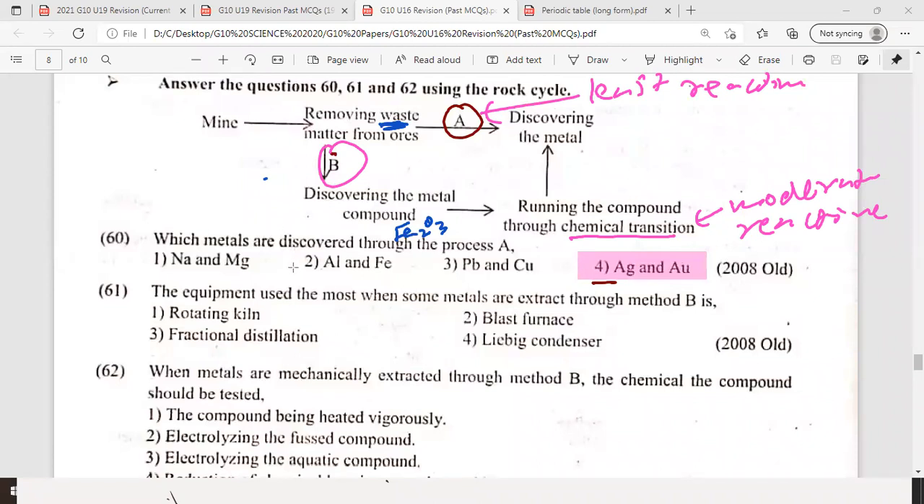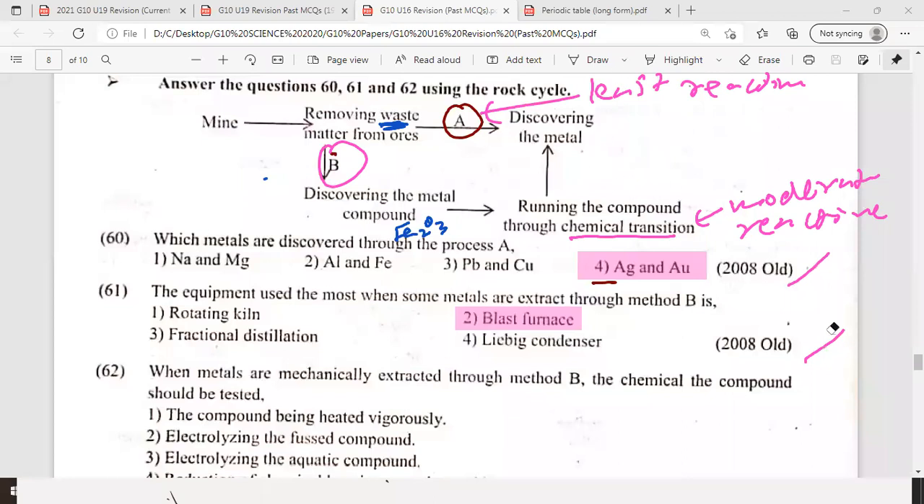Next one, the equipment used to extract the metal. That is the blast furnace. Answer is second. Question number 60. Why old? This is from about 12 years back. There was a syllabus change in 2008. In the 2008 O level, there were two papers, the new syllabus paper and the old syllabus paper. That's why they have given these two questions from the old syllabus paper.